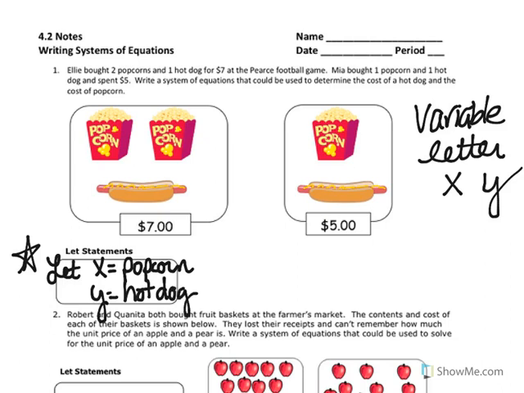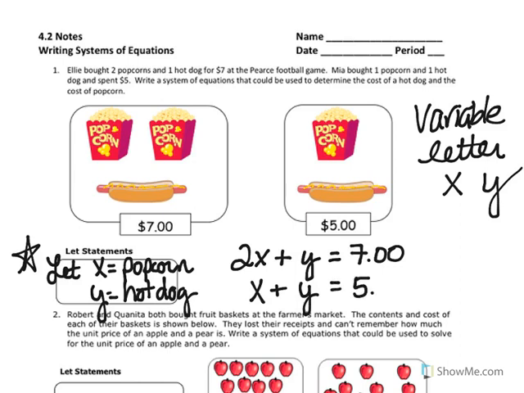So if I wanted to set up an equation for this situation, what would it be? Well, in the first one we have 2 popcorns, 1 hot dog costs $7. So we would say 2 times x plus 1y, like that, is equal to 7. We could write it like this, write it with the cents on there. And then the other one would be x plus y equals 5. Now all we're doing right today is setting up the systems. So that's all we need to do is set it up.